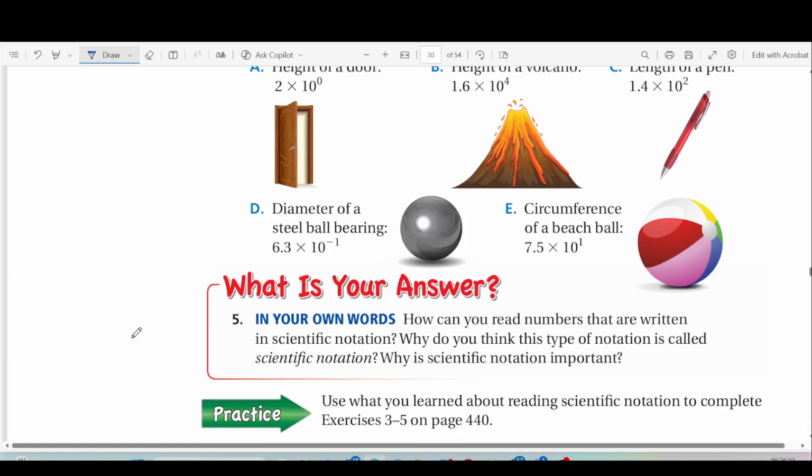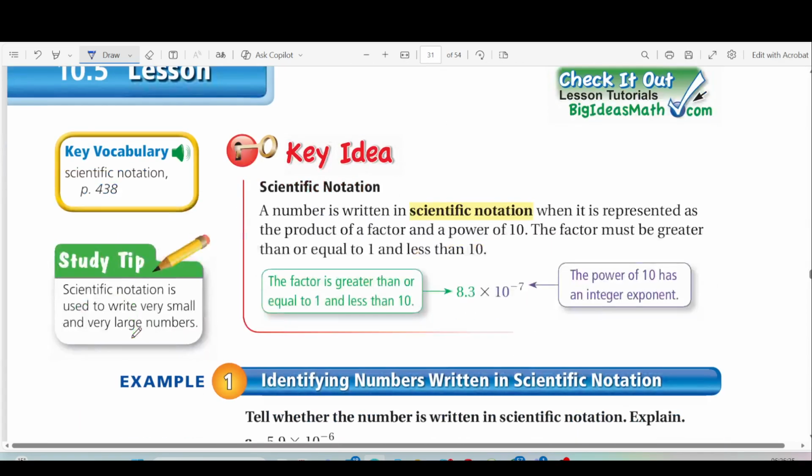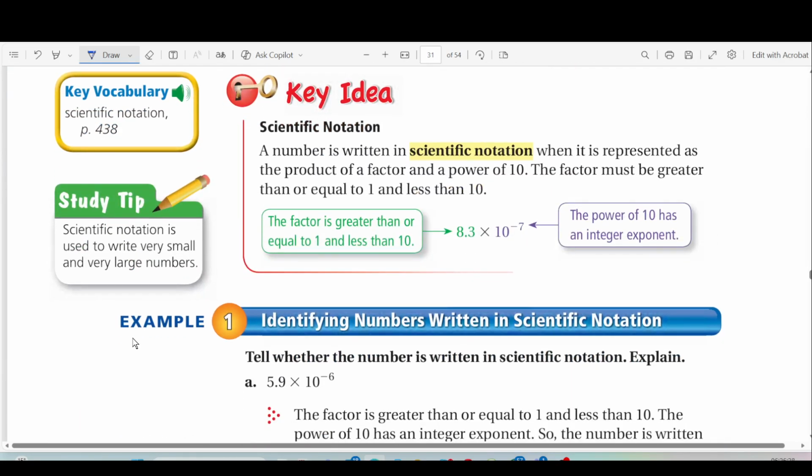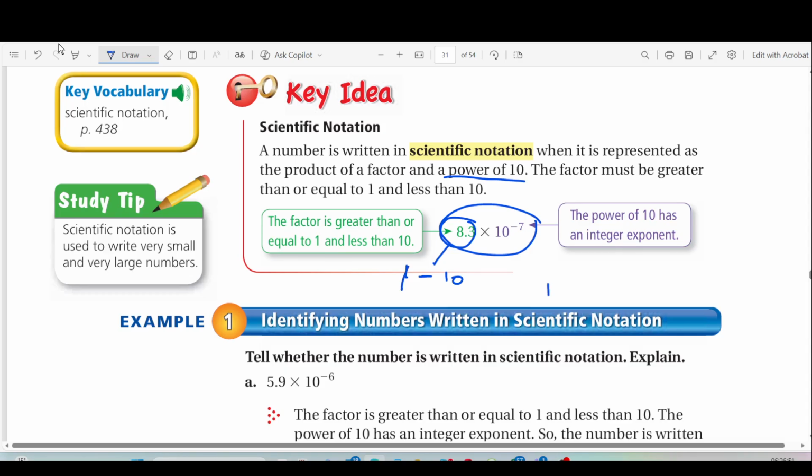So in scientific notation, we represent a number as a product of a factor and a power of 10, for example 8.3 times 10 to the power negative 7. The first number should be between 1 and 10. It can be equal to 1 or greater than 1, but it should be less than 10. Here I cannot write 10, it should be less than 10. So the first number is from 1 to 10, and then 10 to the power of something.